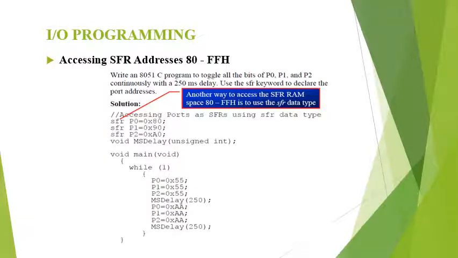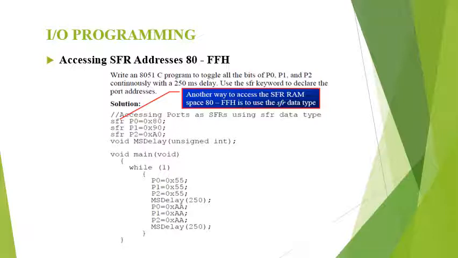Next we have accessing SFR addresses 80 to FFH. So for example, write an 8051 C program to toggle all the bits of ports P0, P1 and P2 continuously with a 250 millisecond delay. Use the SFR keyword to declare the port addresses. So the SFR keyword is used to access the SFR registers in the RAM space 80 to FFH. So we are assigning the port addresses to the variables P0, P1, P2 using the SFR data type.